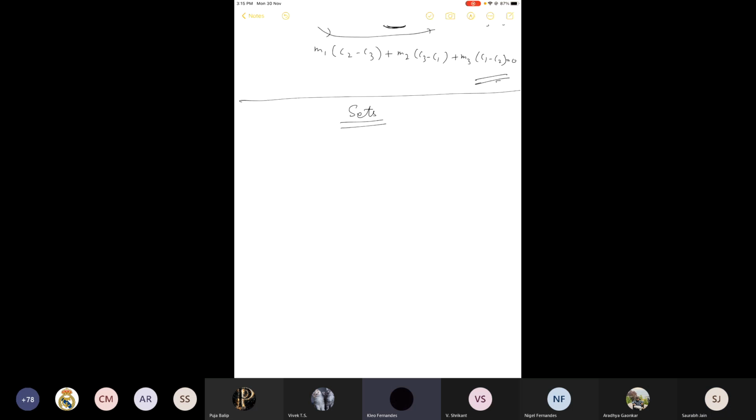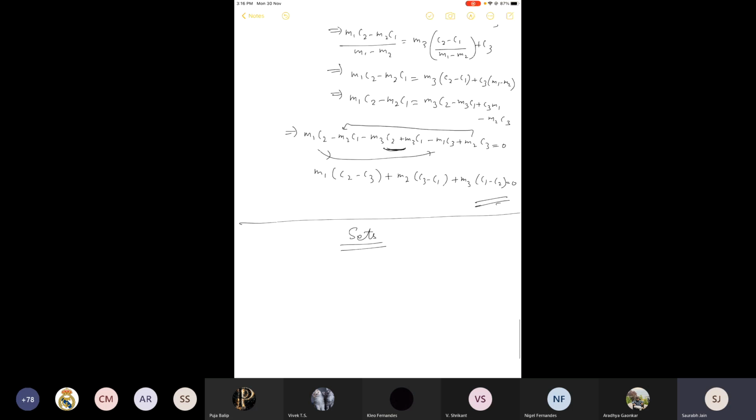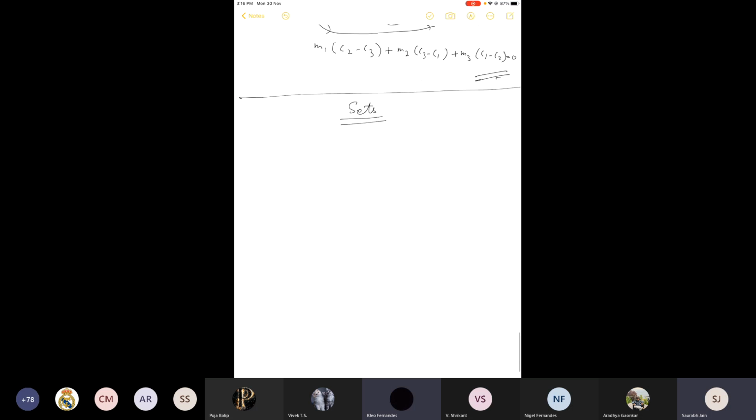So what is the second last step? Second last step is collecting all the terms to the LHS, bringing all the terms on the LHS, and then we are rearranging the terms and taking m1, m2, and m3 common respectively. You can see how I have taken the terms. I have shown it with the help of arrows.